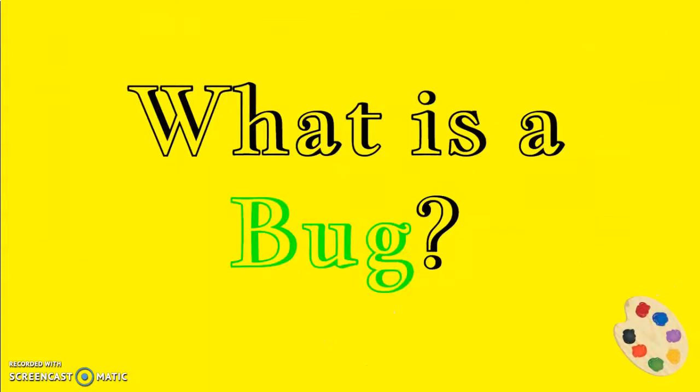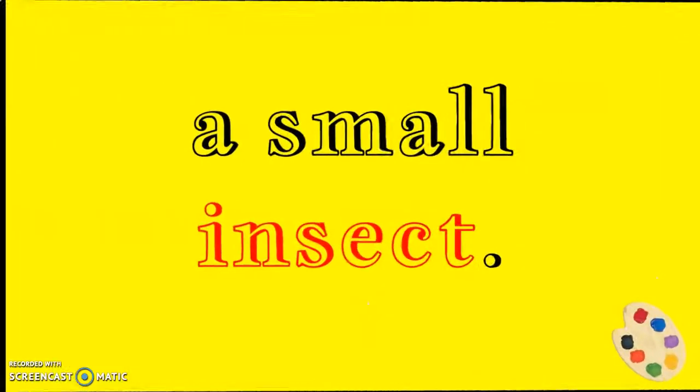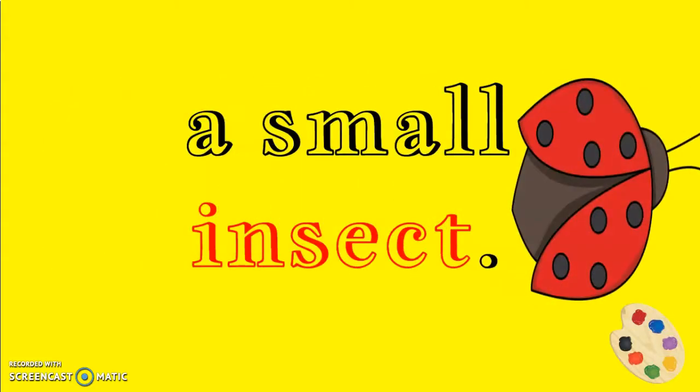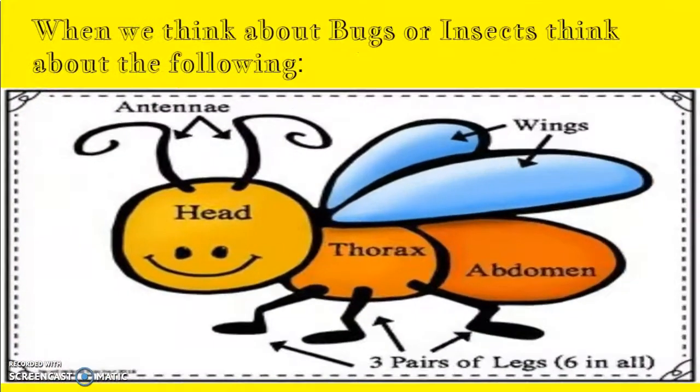Well, what is a bug? A bug is a small insect. When we think about bugs or insects, let's think about the following: head, thorax, abdomen, antenna, sometimes a pair of wings, 3 pairs of legs, usually 6 in all.